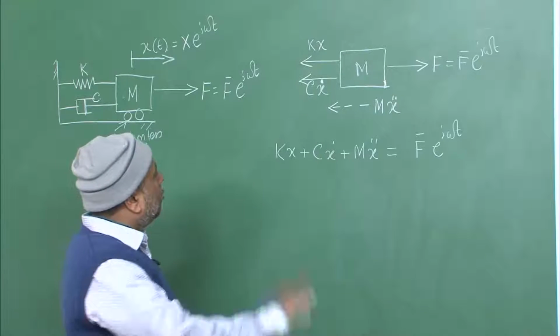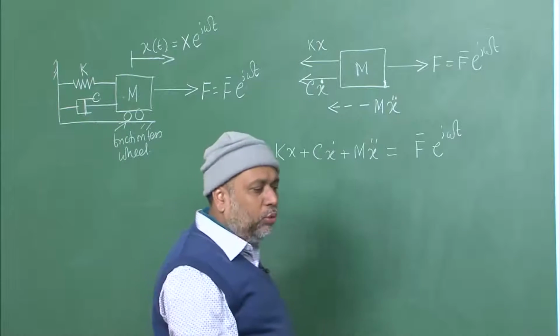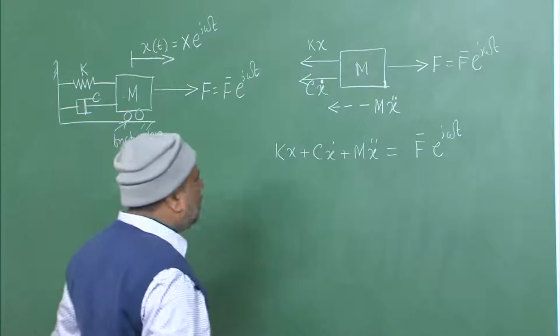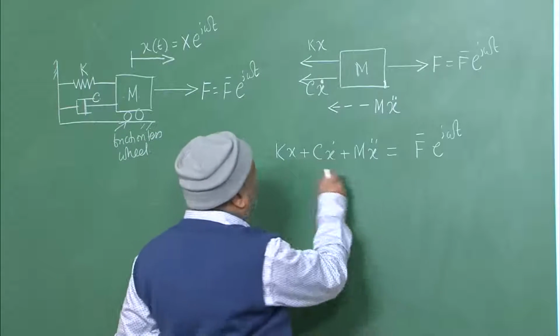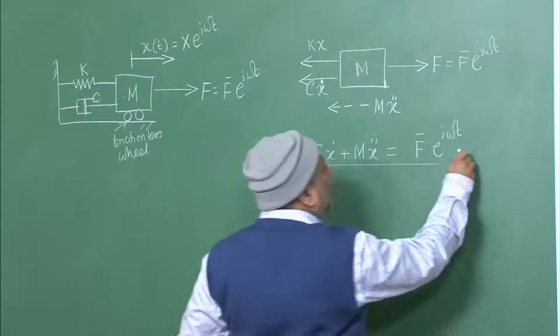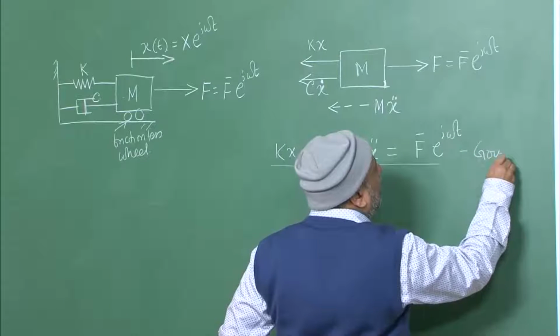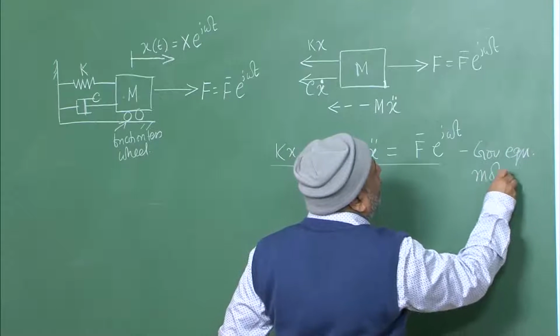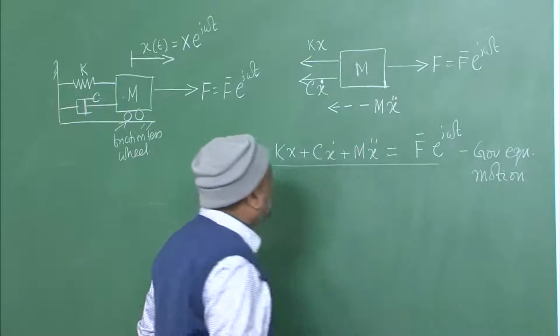So, with the help of force equilibrium along the direction x, it is a unidirectional motion, we are going to get the governing equation of motion of the system. That is the governing equation of motion. In this course, many a times we have to derive such governing equations of motion.